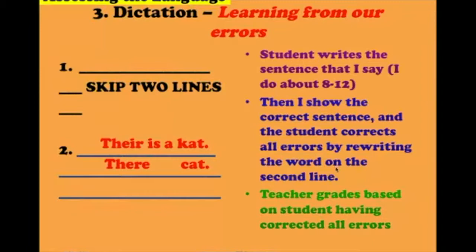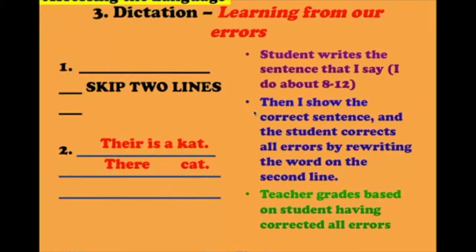So I say a sentence. The student writes the sentence that I say in the target language, and I do about 8 to 12 of these. Sometimes it's a story. Sometimes it's just random sentences. They write their sentence here. Oh, there is a cat. I tell them to skip 2 lines, and then we go on to sentence 3.